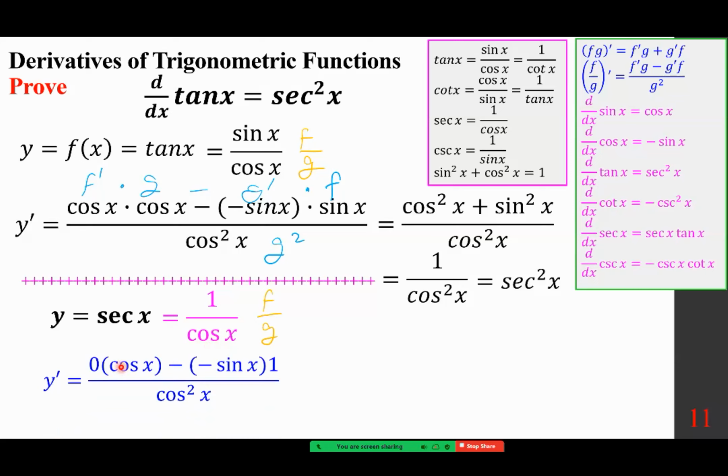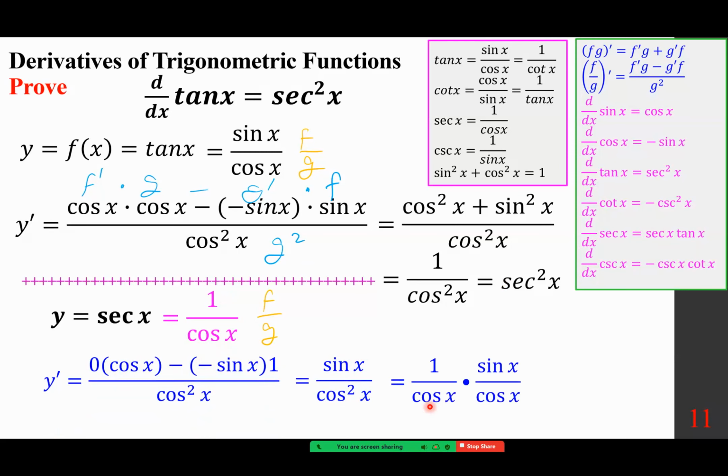As you can see, this is 0. This is negative, negative, plus sine x over cosine squared. Now, remember, the derivative of secant is secant times tan. So we want to make it look like that. We're going to write it as 1 over cosine times sine over cosine. The reason we do that is because we know 1 over cosine is secant, and sine over cosine is tangent, and we are done. We just proved the derivative of y equals secant x is secant x tan x. So we proved that.